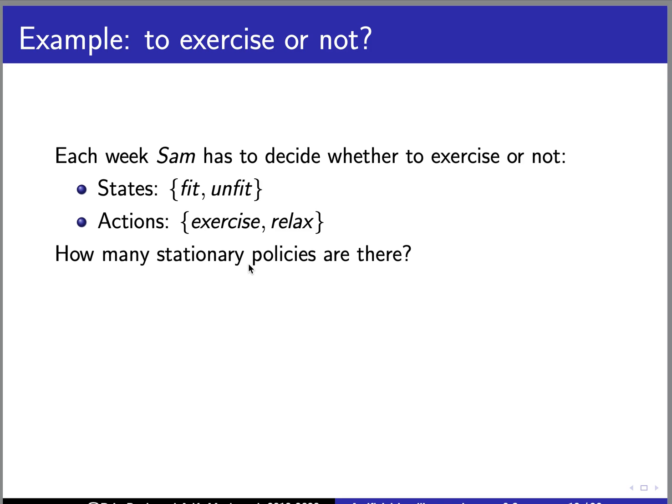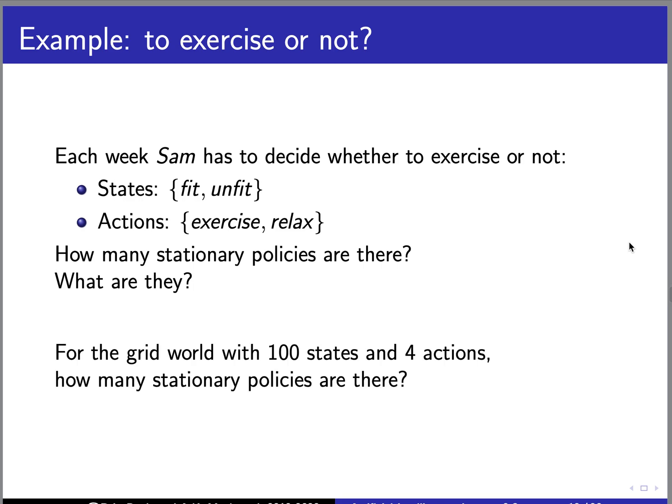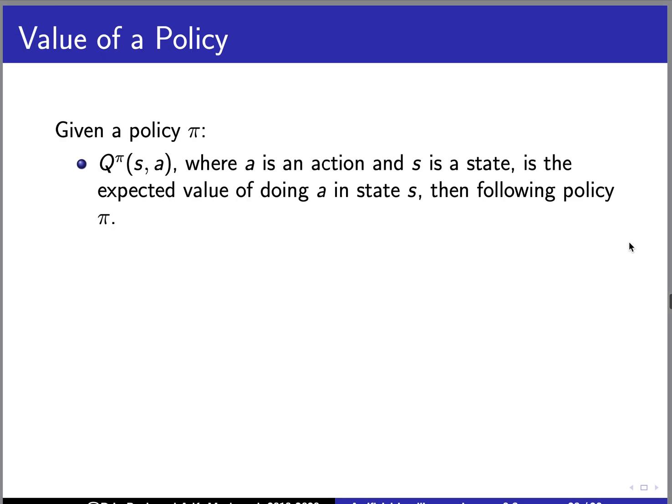So here's the example we'll think about in class. Each week, Sam has to decide whether to exercise or not. The states are either fit or unfit, and the actions are either exercise or relax. So how many stationary policies are there? What are the stationary policies? Now for the grid world with 100 states and 4 actions, how many stationary policies are there? Okay, think about that.